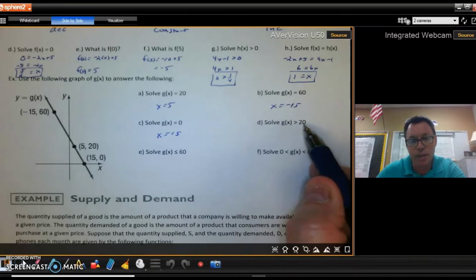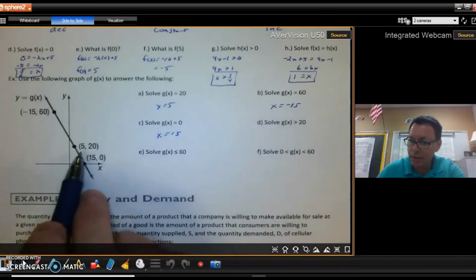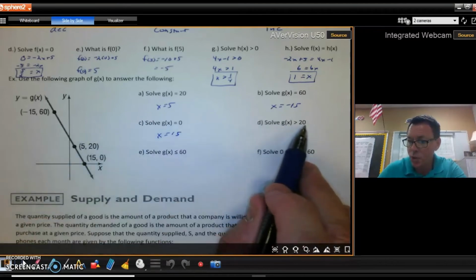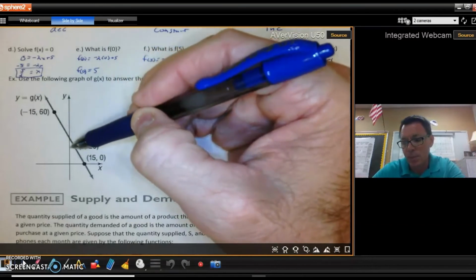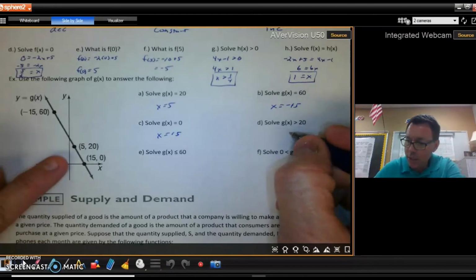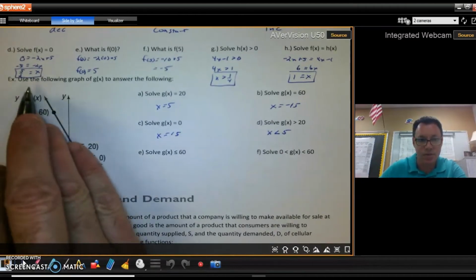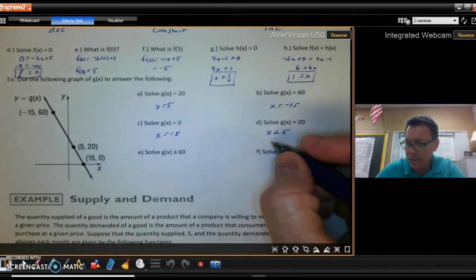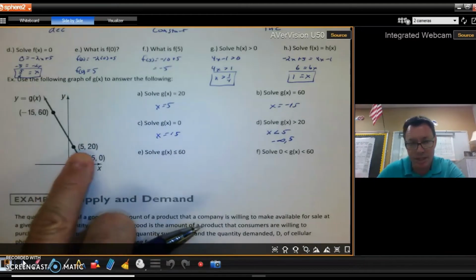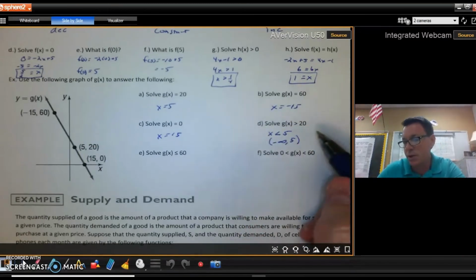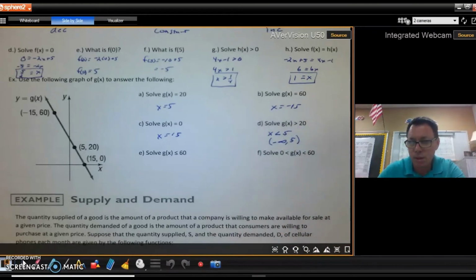Solve g of x greater than 20. So when is the function greater than 20? Well, here's 20. When x is 5, the function is equal to 20. We want to know when is the function greater than 20. So that would be all of this over here. There's a couple ways to look at this. We could say the function is greater than 20 when x is less than 5, because these are negative x values that are giving us all these values. We could also look at this as an interval, the way we've been talking. When x is anything from negative infinity up to 5, but not including 5, because it's equal at 5, not greater than. So anywhere on that interval, these are your x values that are going to create a function value that's greater than 20.